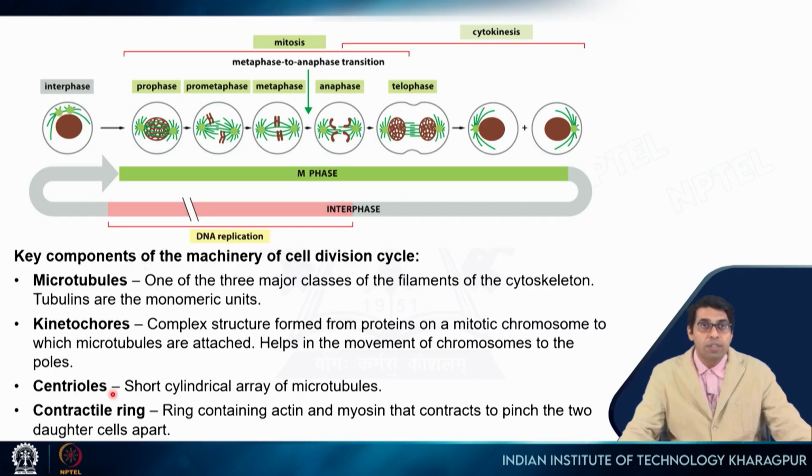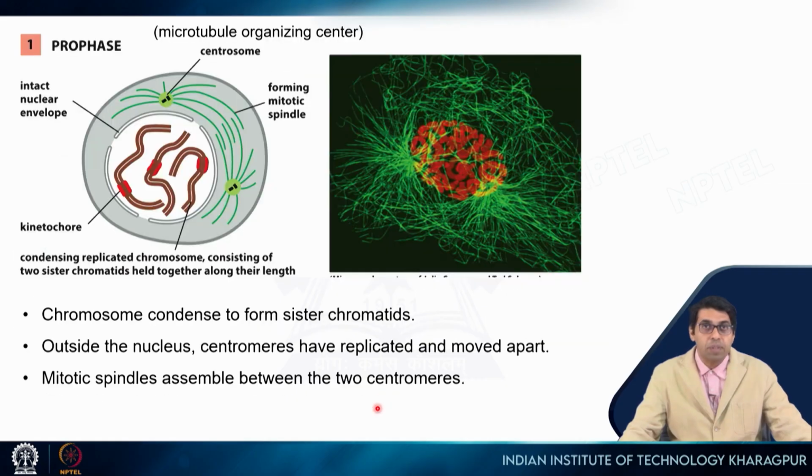Then there are centrioles. These are short cylindrical arrays of microtubules. These centrioles are at the two ends of the cell, so they form the two poles, and then there is the contractile ring. This ring contains actin and myosin, and they contract to pinch the two daughter cells apart. This pinching that happens is because of these actin and myosin cytoskeleton proteins. So, let us look at the different phases of the M phase or mitosis.